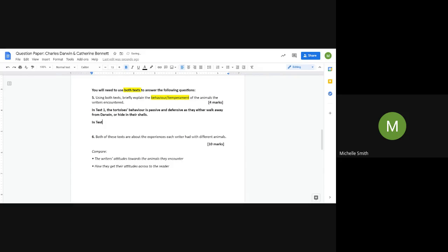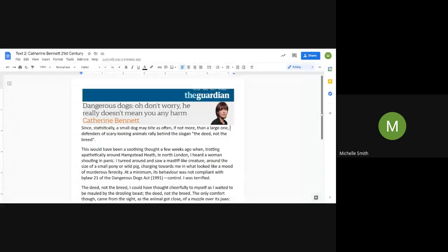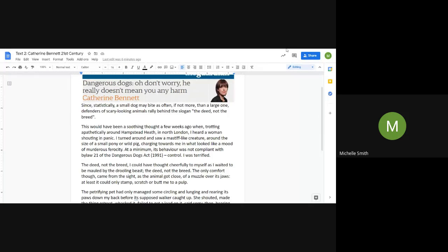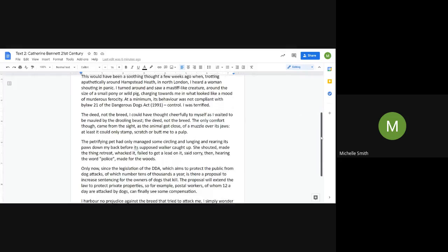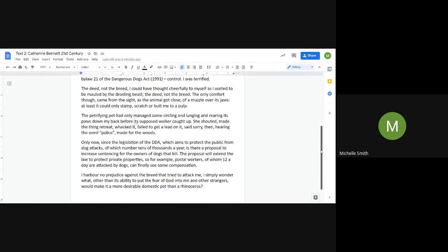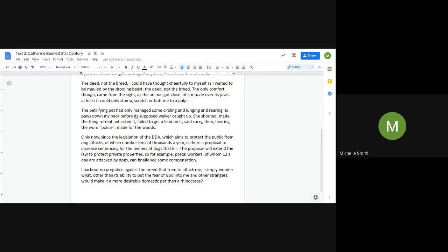I'm just going to show you an example from text 2 anyway. So I'll go to text 2 and I'm looking for the behavior of the animal. Now, obviously, this dog I think is quite aggressive, isn't it? Because it tries to attack her. So perhaps that's what we could say. Nice and simple. So here she's talking about it circling and lunging and rearing its paws down my back. It's attacked her, hasn't it, this dog?